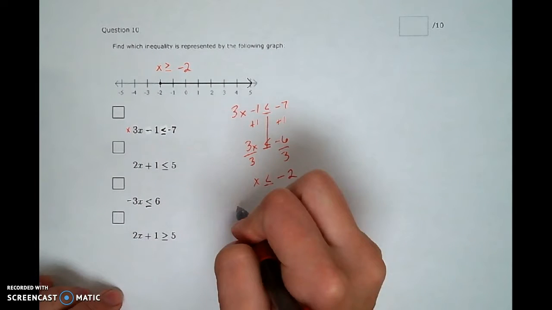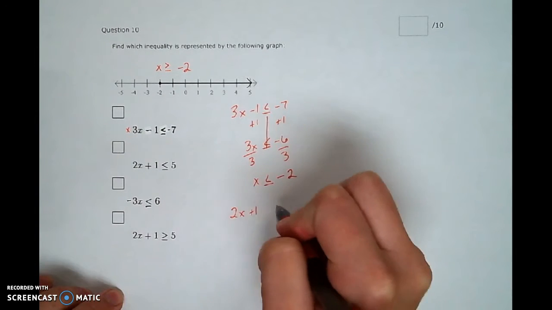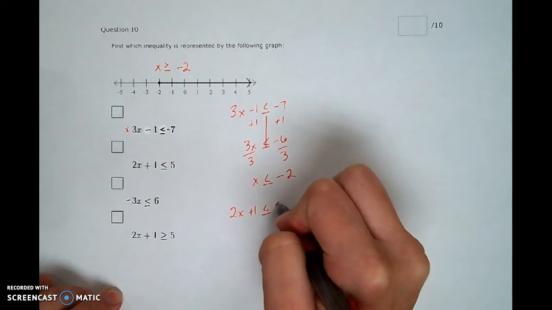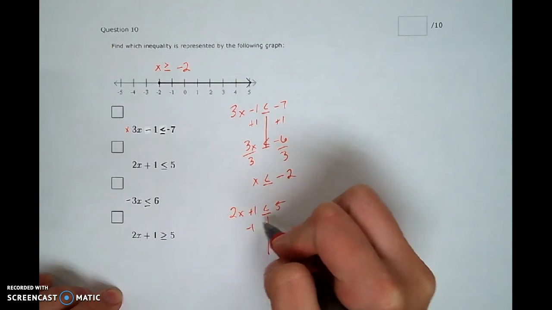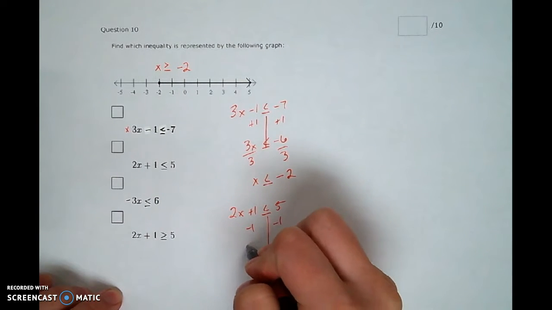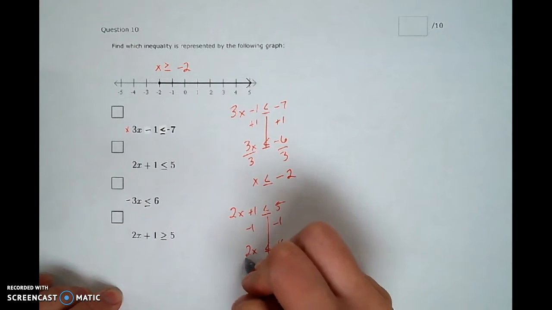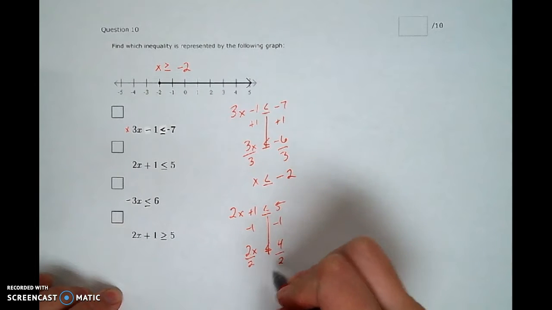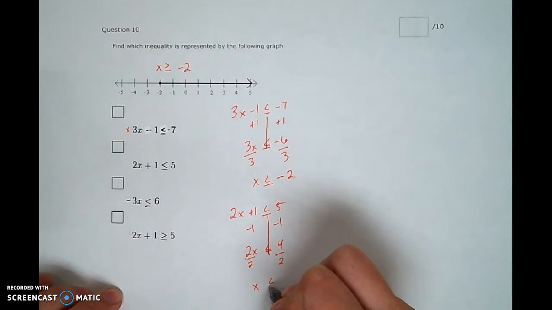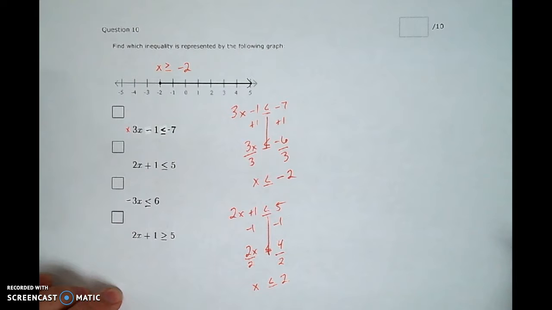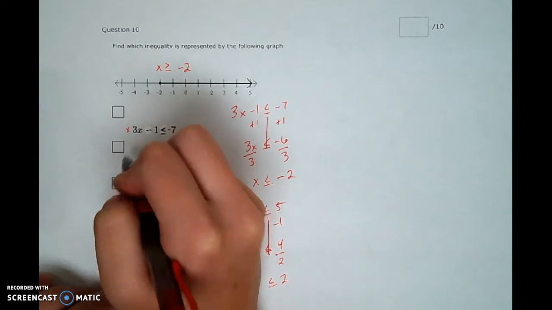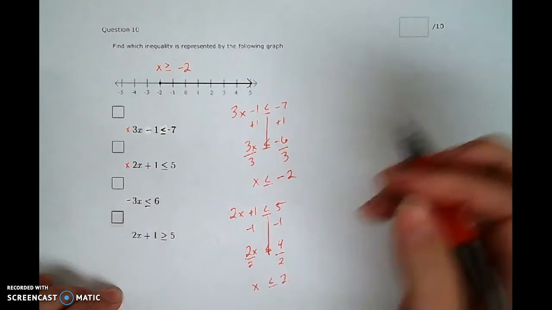So the next one, we have 2x plus 1 is less than or equal to 5. Drop our line down, subtract 1 from both sides, and we're left with 2x is less than or equal to 4. Divide both sides by 2, and we're left with x is less than or equal to 2. We're looking for -2 here, so that's probably not going to be our answer choice.